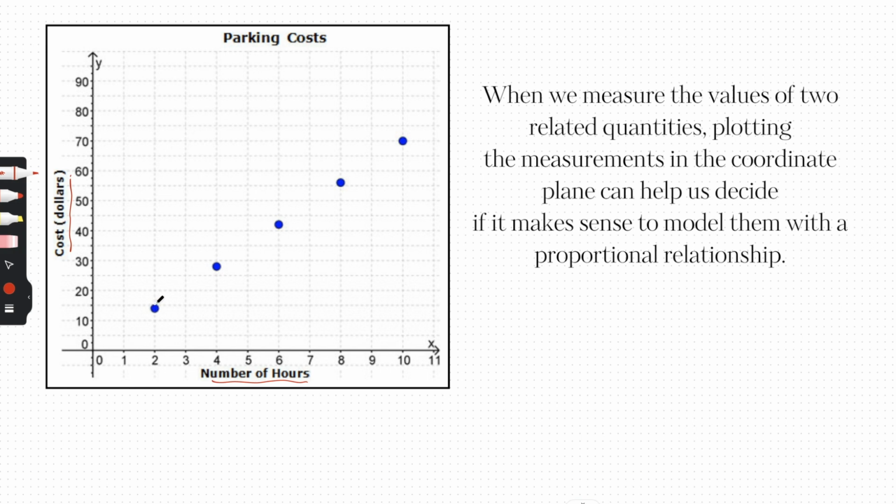So for this value right here, we know that to park a car for 2 hours, it costs somewhere a little bit under $15, right? That's our estimation. For this point right here, to park a car 4 hours, it costs somewhere between $25 to $30. Again, here's 25 and here's 30, and it looks like this value is right about there.